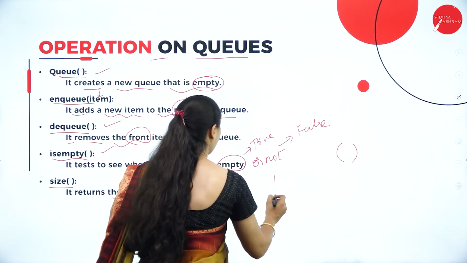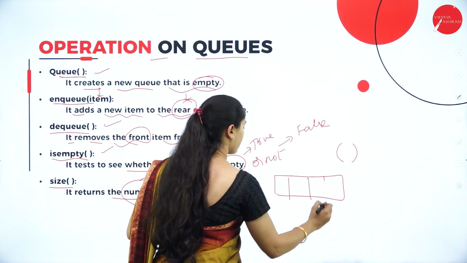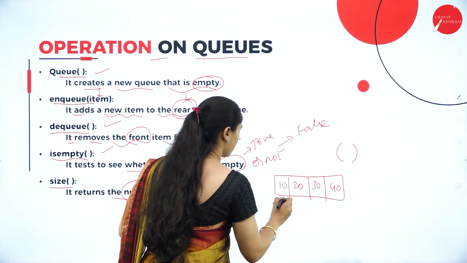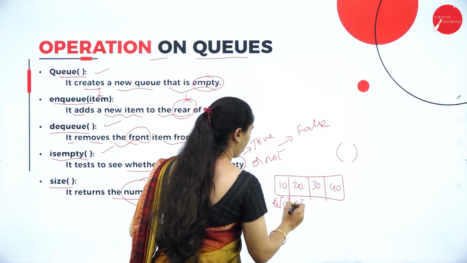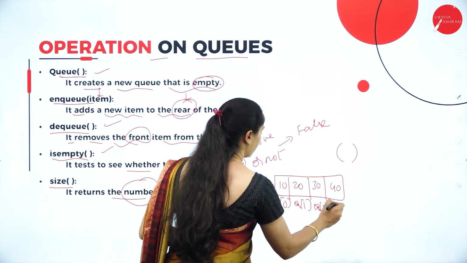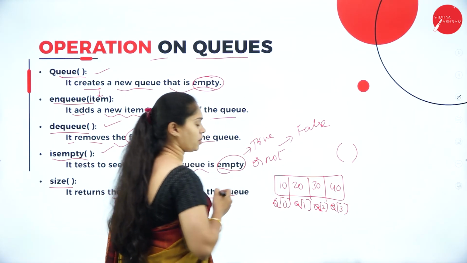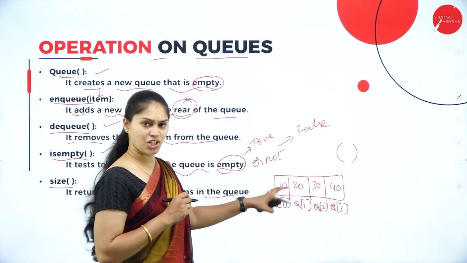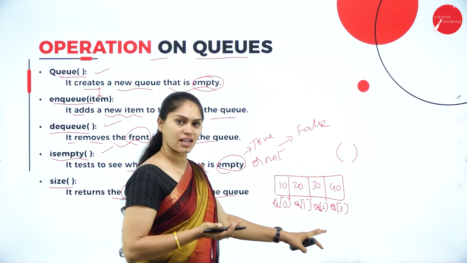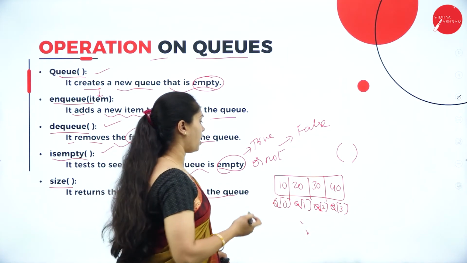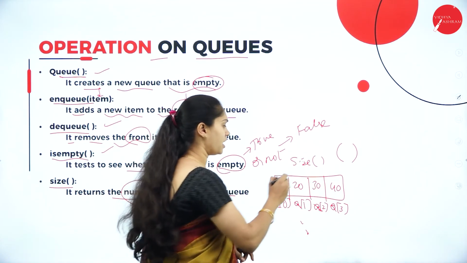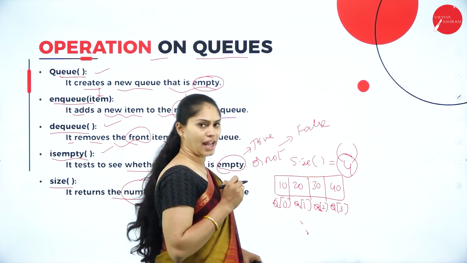So if you consider the queue here: 10, 20, 30, 40, that is queue of 0, queue of 1, queue of 2, and queue of 3. If I use the isEmpty operation on this queue, it will be false. Why? Because we have elements, so the queue is not empty. That's why it returns false. And if I use the size function on this queue, it will return 4, because it has 4 elements in it.